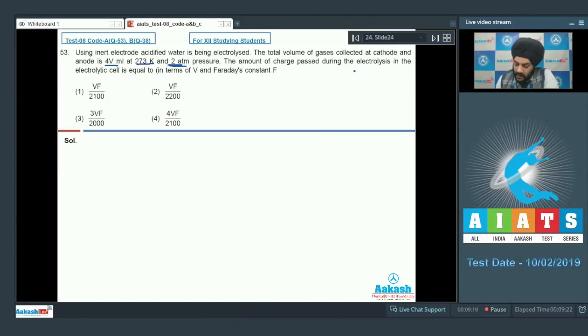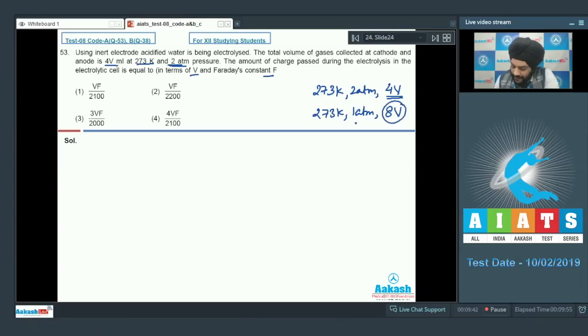The amount of charge passed during the electrolysis in the electrolytic cell is equal to, in terms of V and the Faraday's constant F. So if we talk about the conditions which are given to us, we have 273 Kelvin, we have 2 atmosphere, and at this temperature and pressure conditions, we have the volume as 4V. If we try and convert it into STP, so STP will have 273 Kelvin and the pressure will be 1 atmosphere.